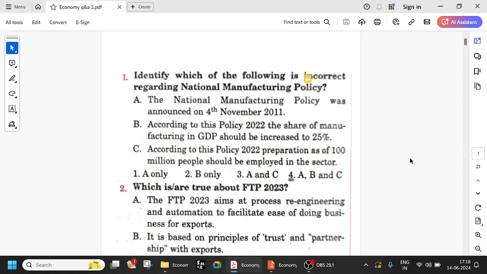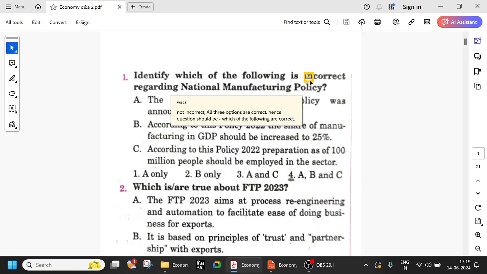Let us start. So identify which of the following is incorrect regarding national manufacturing policy. But if you look at the options, all three are correct. So that's why I put a comment here also. It's not incorrect. All three options are correct. Hence, the question should be which of the following are correct.